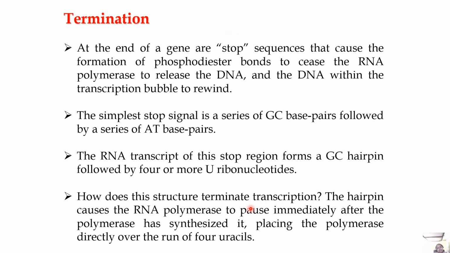At the end of the gene are stop codons that cause the hydrolysis of a phosphodiester bond to cease the RNA polymerase and release it from the DNA, and the DNA within the transcription bubble to rewind. The simplest stop signal is a series of GC base pairs followed by a series of AT base pairs. So the RNA transcript of this stop region forms a GC hairpin followed by 4 or more U nucleotides.